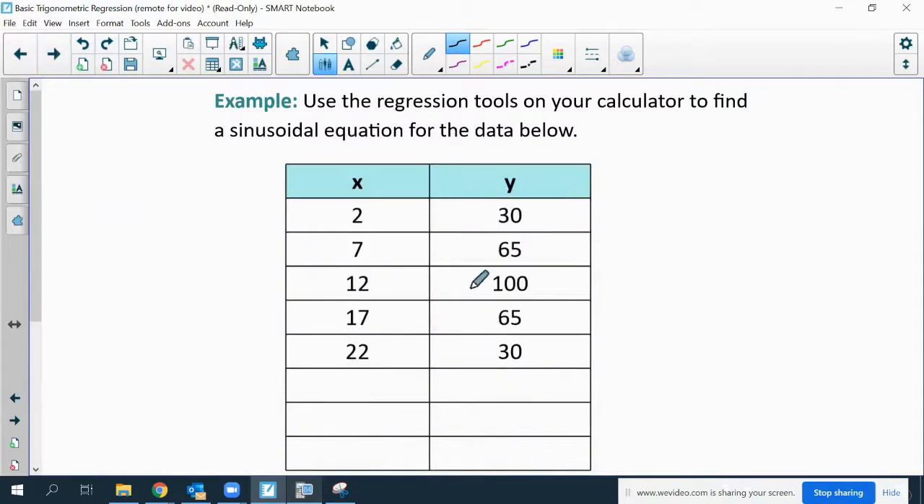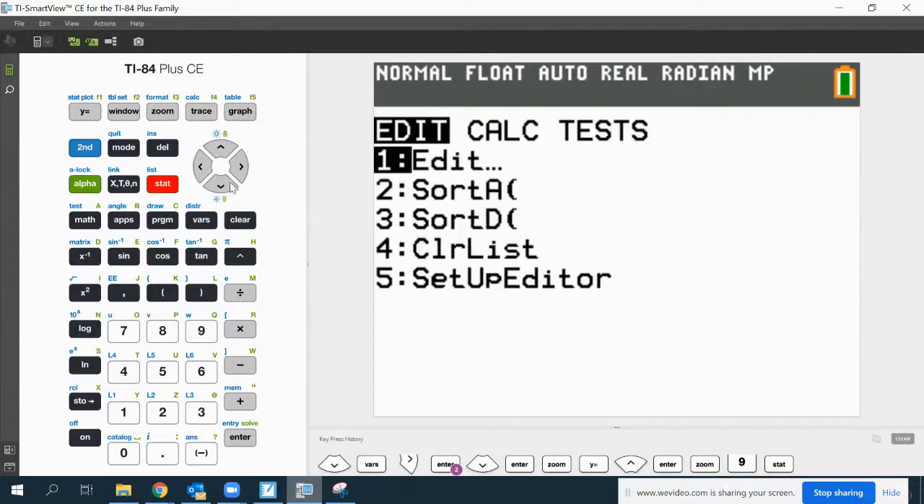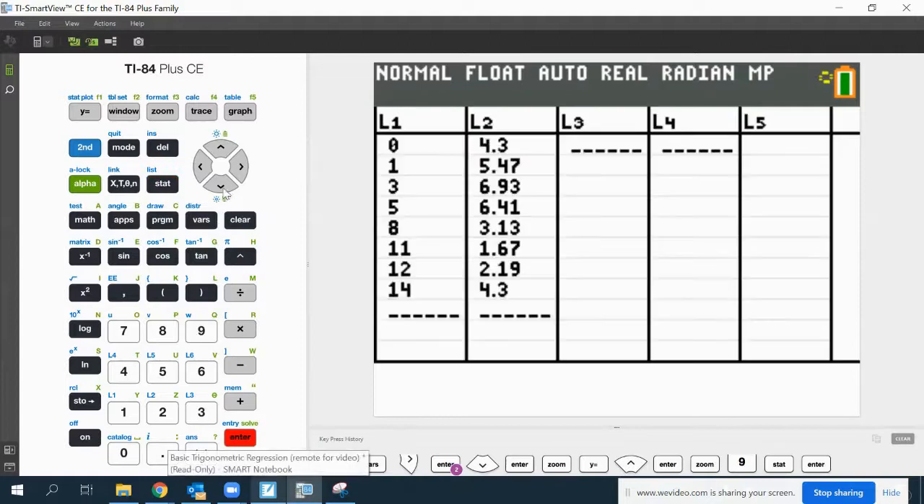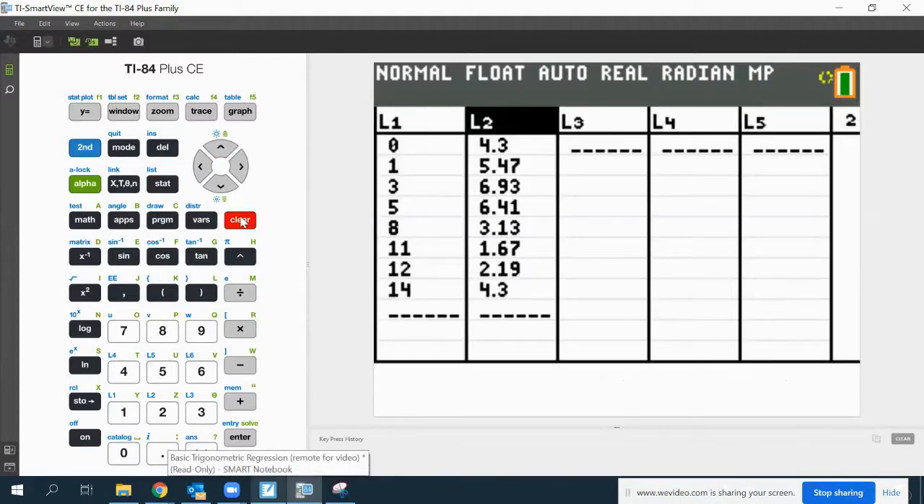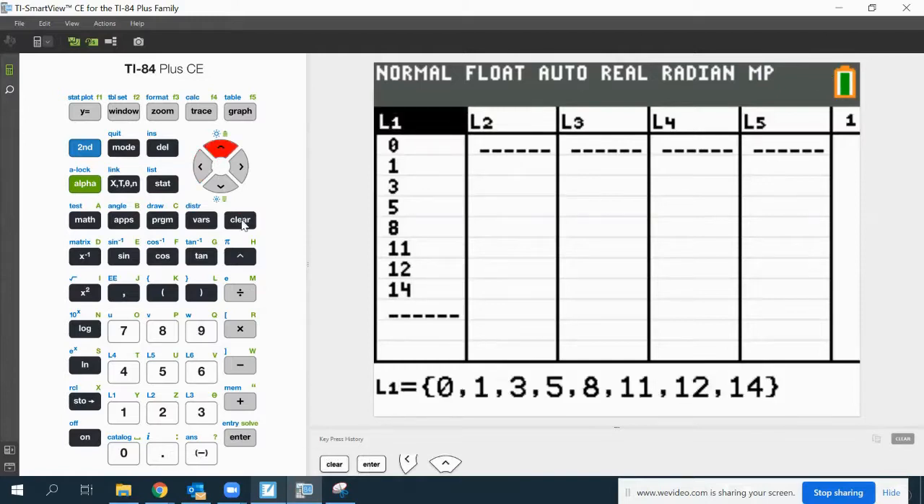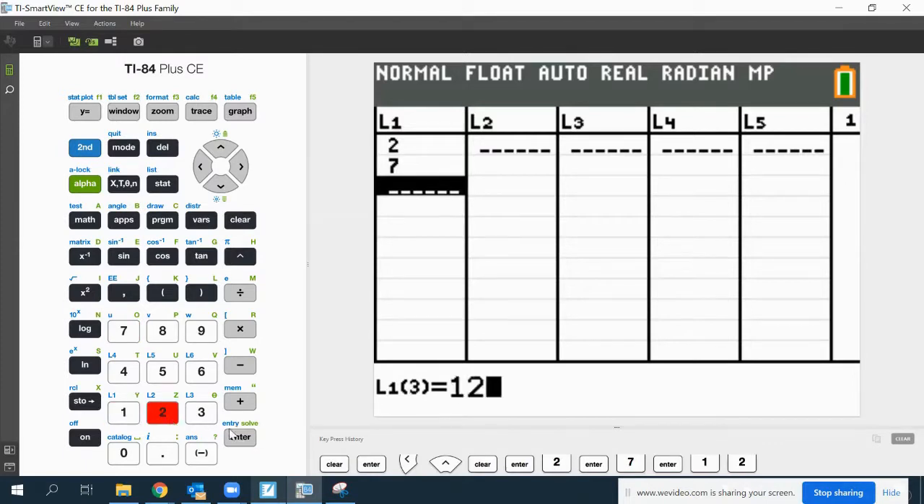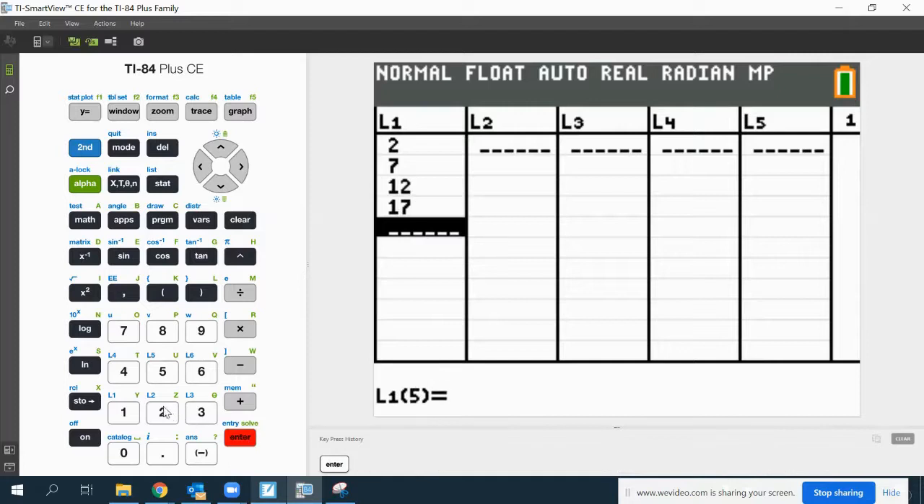So now I'm going to do one more quick problem. I will type these into the calculator. So we will go to stat, edit. If you go up and hit clear on L1 and L2, everything goes away. If you go up to L1 or L2 and hit delete, that's a really bad idea. So don't do that. So 2, 7, 12, 17, and 22 were the X values.